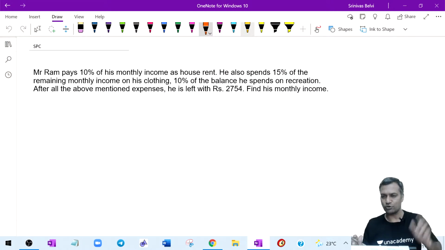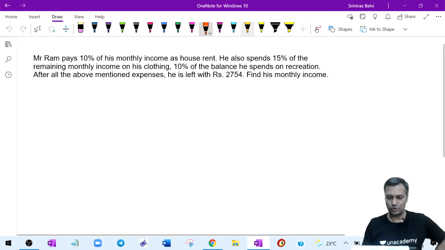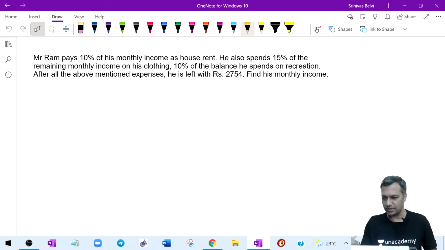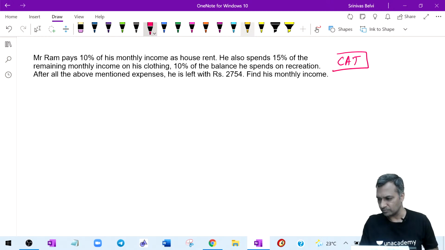This was one of the CAT questions. Why don't you try this? Numbers changed. But it's a beautiful CAT type. Simple CAT type, from long time back. I've changed the numbers in the scenario.